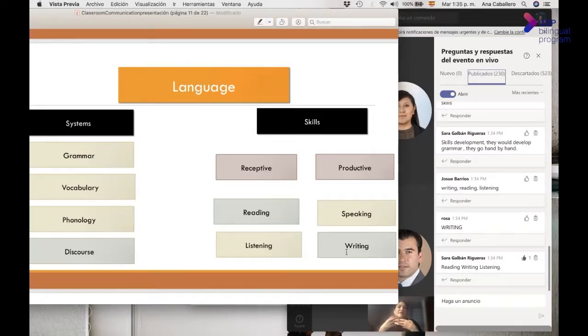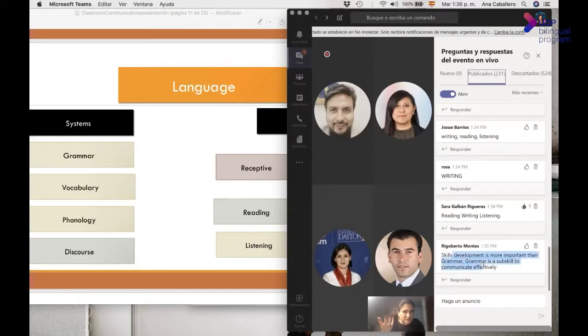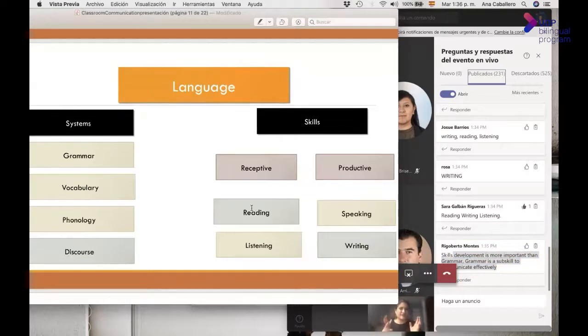Because when we teach reading, sometimes we need to pre-teach some of the difficult words so students understand. It's good more than grammar. Exactly. Well, grammar is not a sub skill; it's more like part of a system. But yes, you have the idea correct, Rigoberto. But it's not like one thing is more important than another. They go together. They go together all the time.